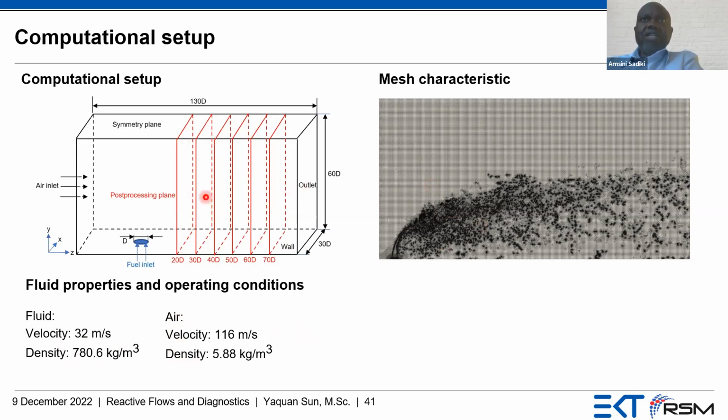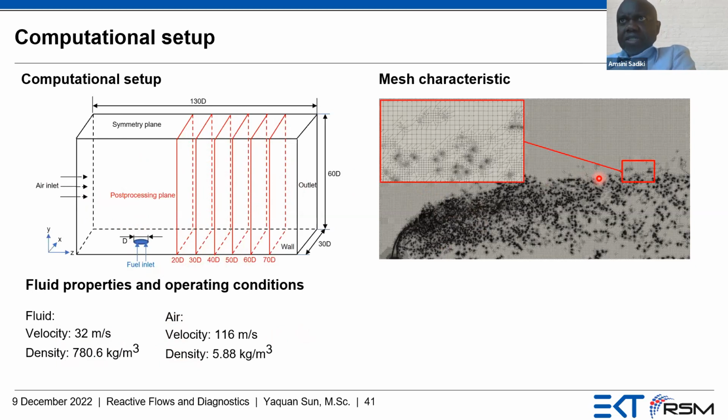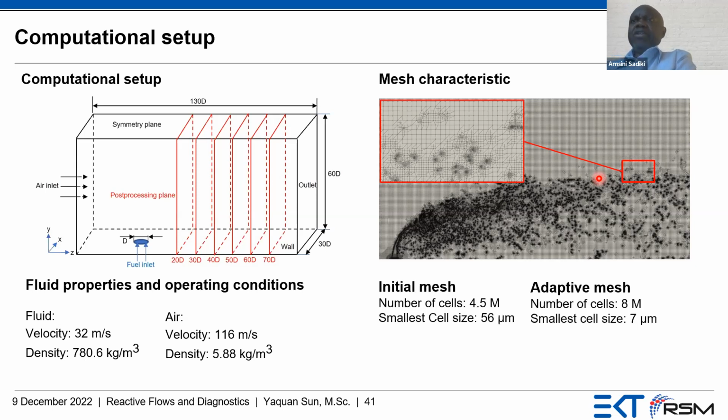We have different planes at which we will generate our data, and we also have experimental results at these planes. The jet comes from here and the air here, and we have this behavior of the spray. To show you how we did the meshing: it is an adaptive mesh, refined where we have droplets or ligaments. At the beginning we have 4.5 million cells, and after adapting the mesh we come up to 8 million, and the smallest cell size was 7 micrometers.